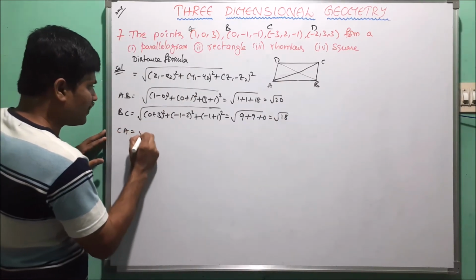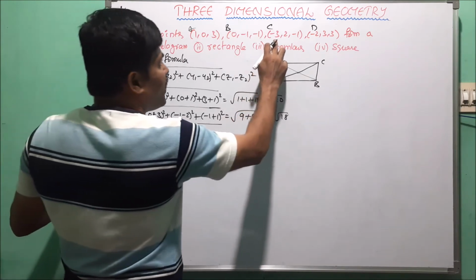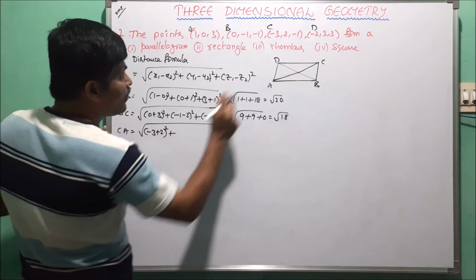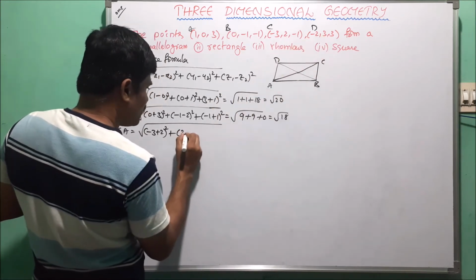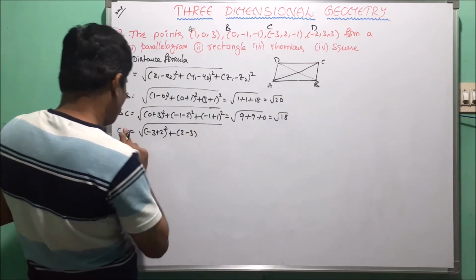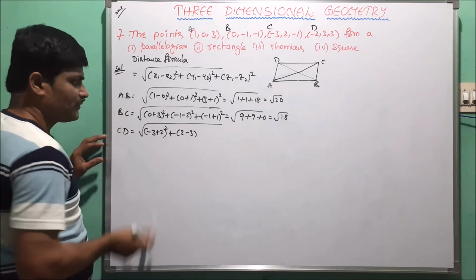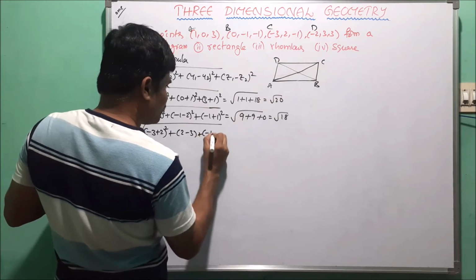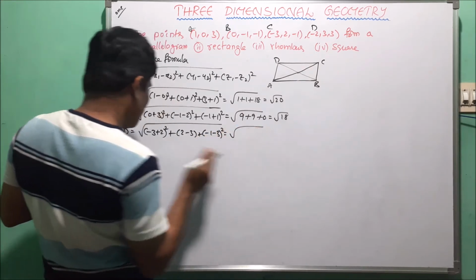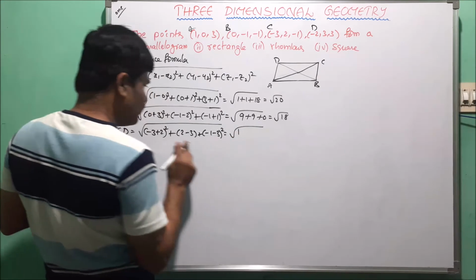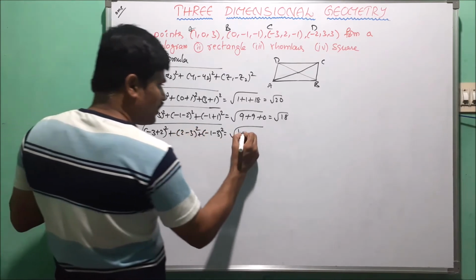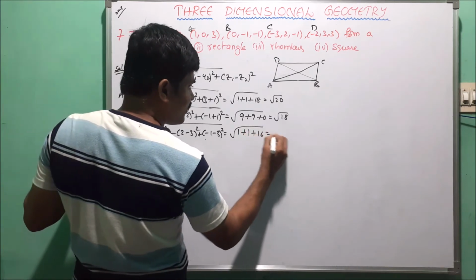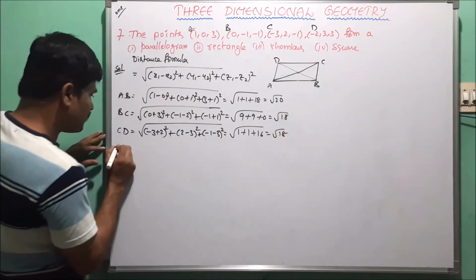Similarly CD: minus 3 plus 2 whole square, y coordinates 2 minus 3 whole square, minus 1 minus 3 whole square. So here minus 1 whole square means 1, this is also 1, and minus 4 square means 16. So root 18.